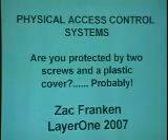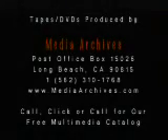Last talk of the day before the free booze and the dancing girls. Zach is going to talk about access control systems.